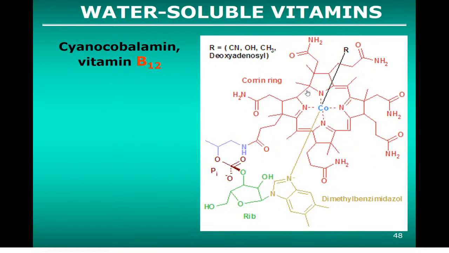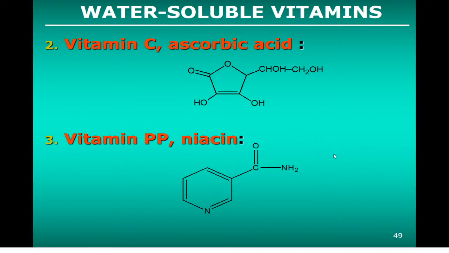And vitamin B12, cyanocobalamin, as you see, consists of cobalt as a central metal atom, cobalt 2 positive. Ascorbic acid, vitamin C: deficiency of vitamin C leads to a potentially fatal disease, scurvy.